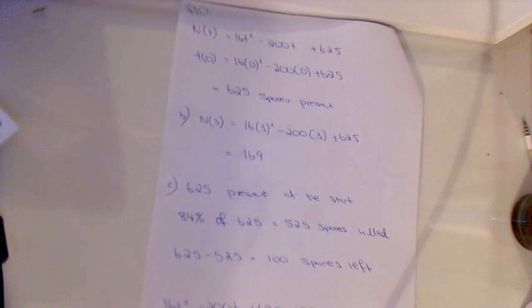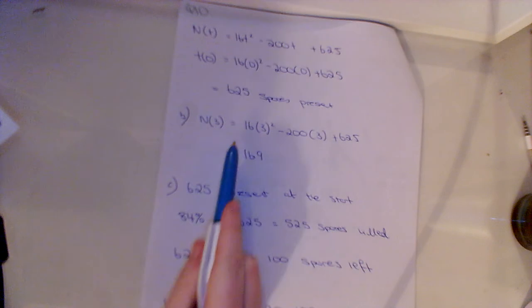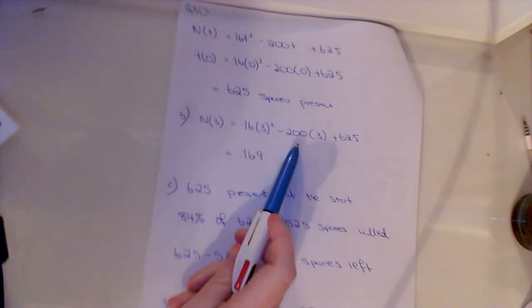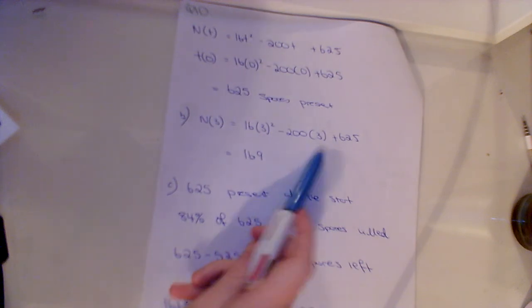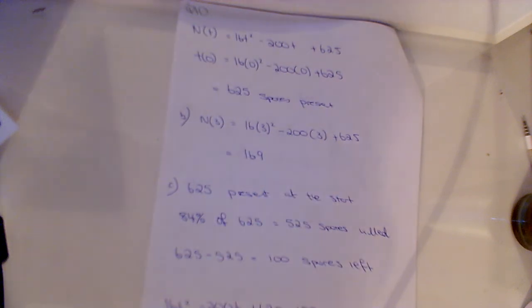Part B says how many spores are present after 3 minutes. So now I need to sub in 3 wherever I see a t. So I'll have 16 bracket 3 squared minus 200 bracket 3 plus 625, and when I put that into my calculator I get 169.